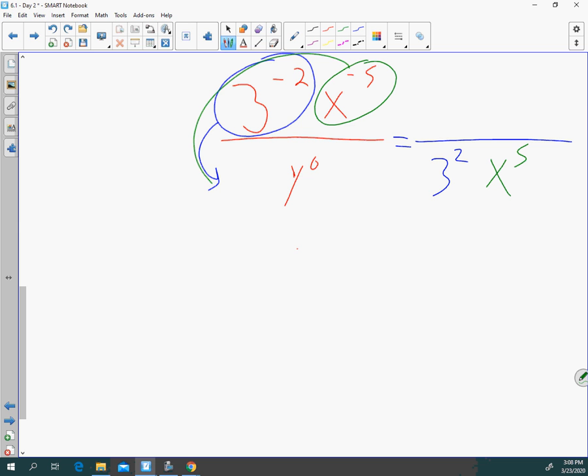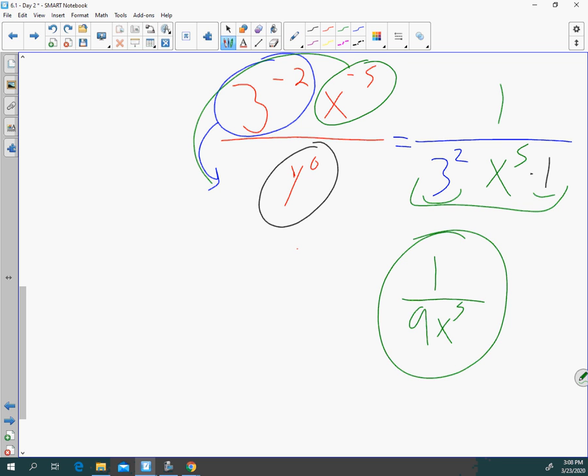Y to the 0. Let's do circle with black. That one's just 1, right? So I mean, you really just got times 1. There's nothing on top, so we'll put a 1 there. And then let's combine our answers. That's going to be on the top. It's going to be 1. And the bottom is going to be 9 times 1, which is 9x to the 5th. Okay? Does that make sense to everyone?